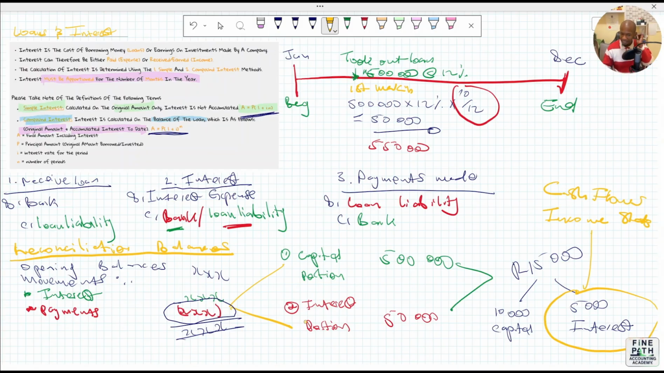So I hope that makes sense. Very important is this reconciliation and knowing that when you pay, you are paying for that original amount of the loan and the interest that you have incurred on that loan that you have taken.